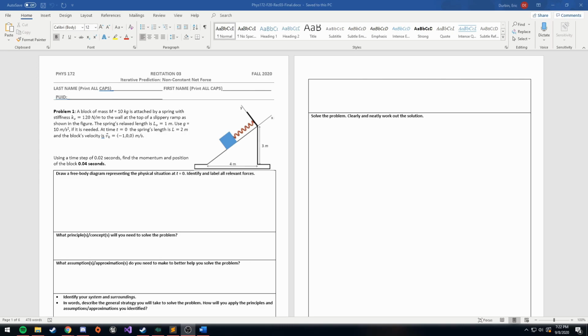Wait, the force of the spring is going down? Well, down the ramp. Is it compressed? It's stretched, right? So it goes up? Right, so it'll be in the negative direction then. Are we ignoring normal force and friction? Friction we are ignoring because it says slippery ramp, implying no friction, and normal force I think we should ignore just because I don't see how it would be significant.